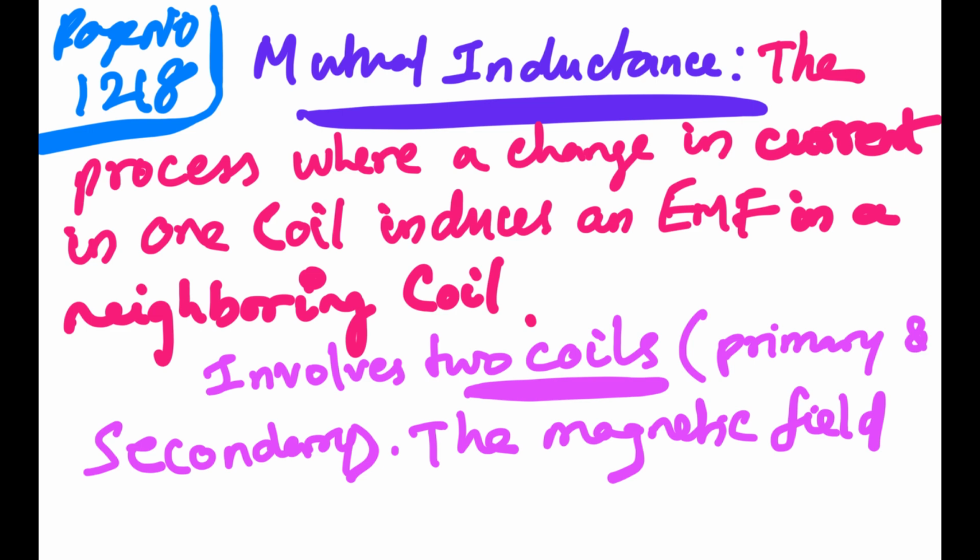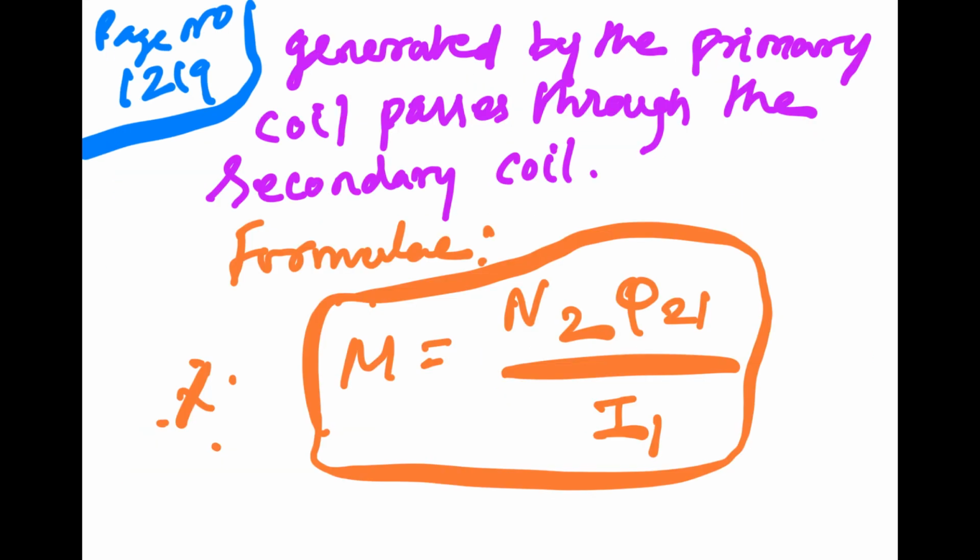Mutual inductance is the process where a change in current in one coil induces an EMF in a neighboring coil. It involves two coils, primary and secondary. The magnetic field generated by the primary coil passes to the secondary coil. Formula of mutual inductance: M equals N2 phi21 divided by I1.